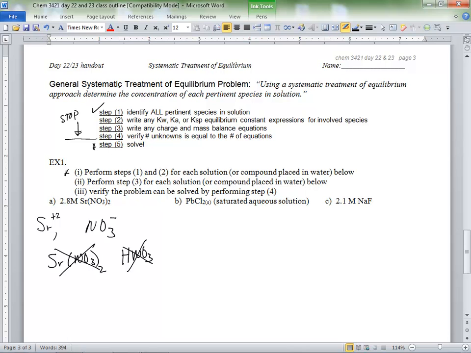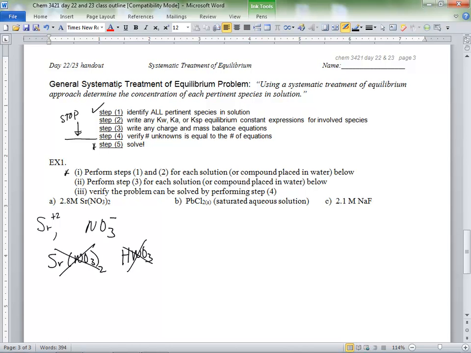Write any KW, KA, or KSP expressions for the involved species. So everything that we've done up to this point, you take a look at this. Can I write a KW? No, because using the involved species, we didn't write H plus or OH minus. If you did, then you'd write the KW. So that's why I'm saying don't make your life more complicated if you don't need to. We didn't write H plus or OH minus, so we don't write KW.